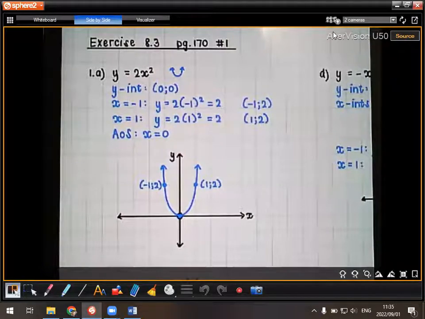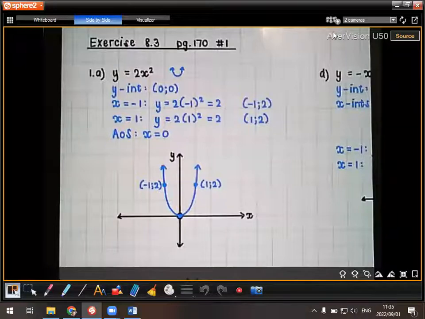Okay, thank you. So that's the first one, guys. The y-intercept was 0, so the q was 0. So then I type the -1 and the +1 so that I can get a point on either side of the y-axis.